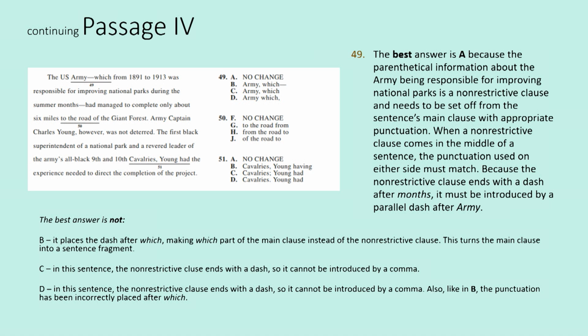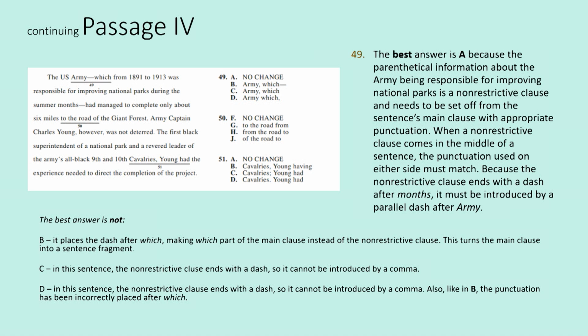We're going to talk about restrictive and non-restrictive clauses in a subsequent lesson. You can look for that. But in the meantime, when a non-restrictive clause comes in the middle of a sentence, the punctuation used on either side must match. Because the non-restrictive clause ends with a dash after months, it must be introduced by a parallel dash after Army.